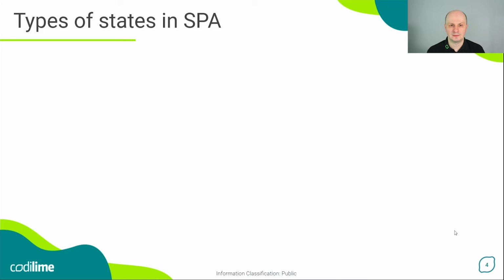So what are the types of states in single-page applications? We can divide them by source. The first one is the client state in application memory. This is an ephemeral state which is lost after the user refreshes the page. We usually keep state there like a modal opened or selected IDs, so this is not connected with anything outside the browser.